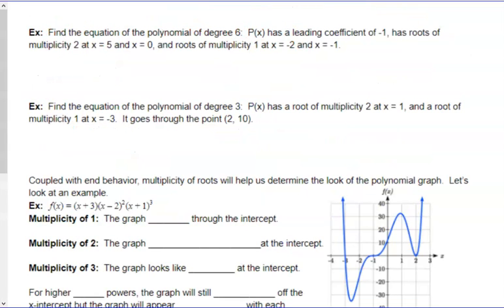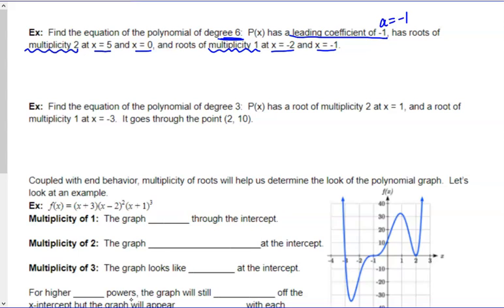when writing the equations, okay, and knowing the multiplicity. That gives me the power. So find the equation of a polynomial of degree 6. So all my powers better add to 6. We have a leading coefficient of -1, which is actually my a value. And we have multiple roots. I have 1, 2, 3, 4 roots. But notice these have multiplicity of 2, and these have multiplicity of 1.